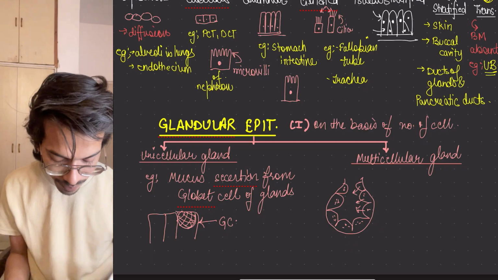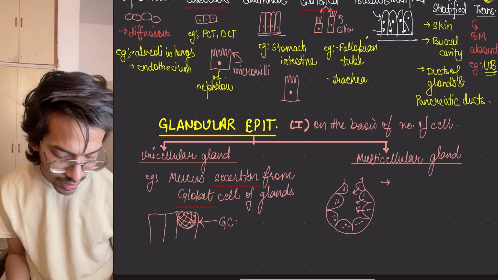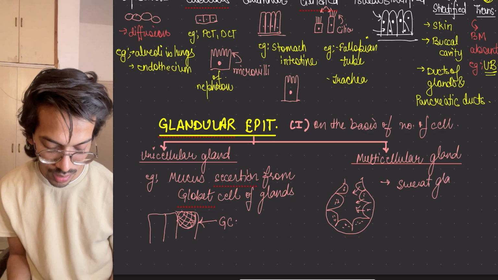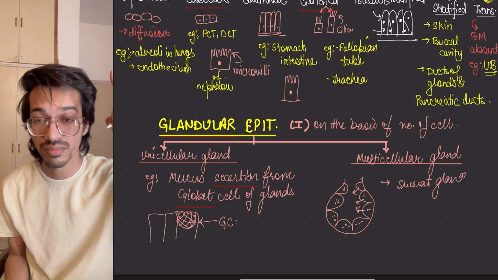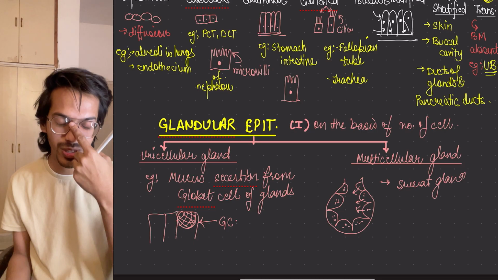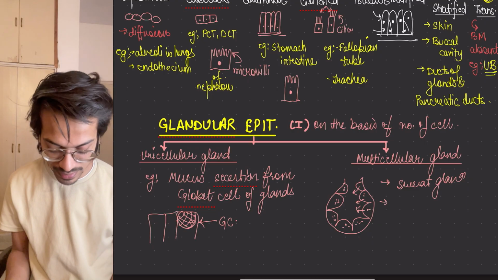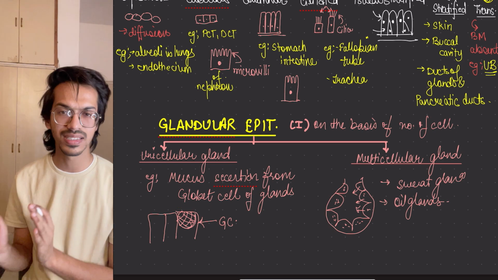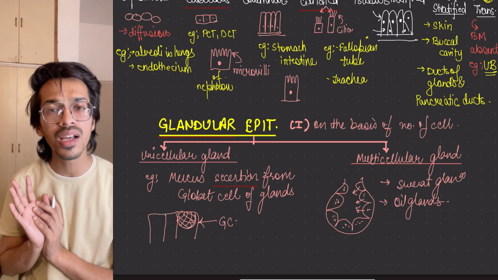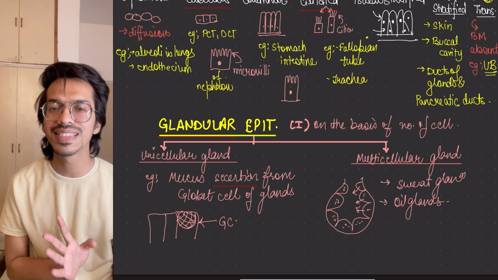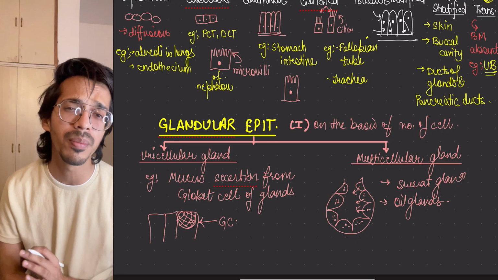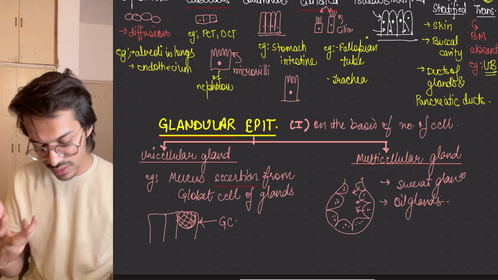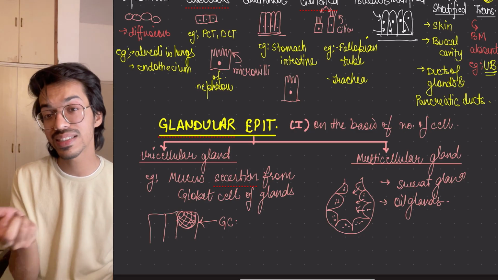Where do you see this thing? You can see it in the case of your sweat gland, oil glands; these are examples of it. All the other glands are examples of multicellular glands, and the goblet cell is the one example which secretes mucus. This is also one of the important points. The only example of unicellular is what? Goblet cell.